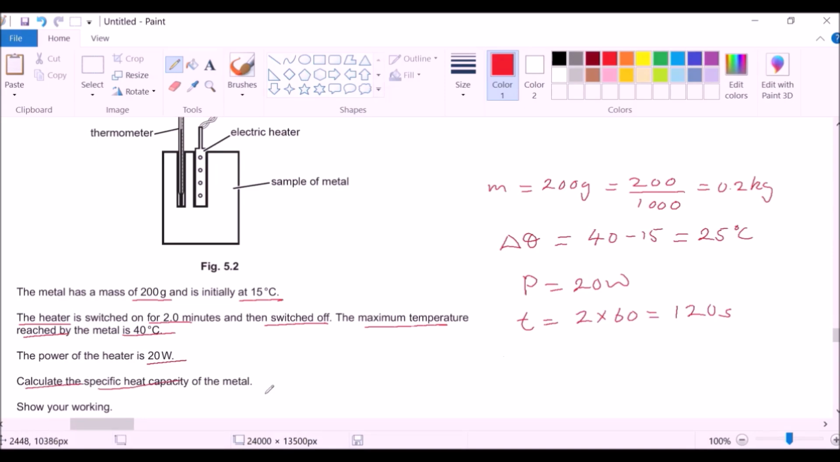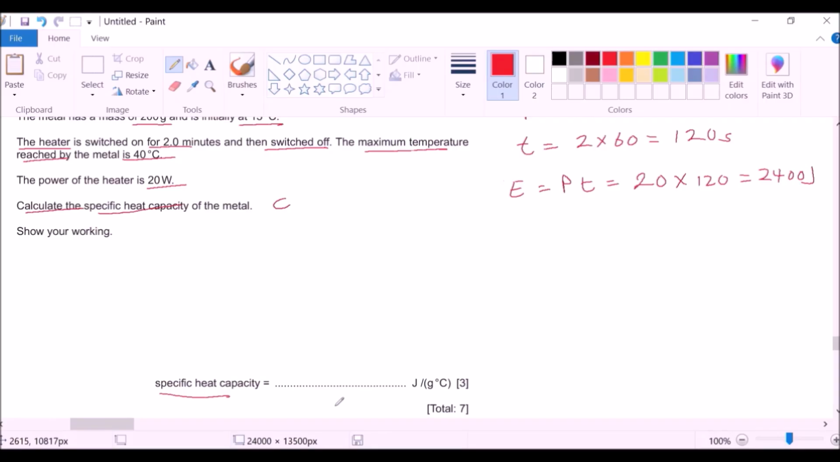Calculate the specific heat capacity. So we want c. We know energy is equal to power times time, which is 20 times 120, which will give us 2,400 joules. Now we have to take note here. The specific heat capacity is given in joules per gram degree Celsius. This is not kg. So when we are using mass, we must use it in grams.